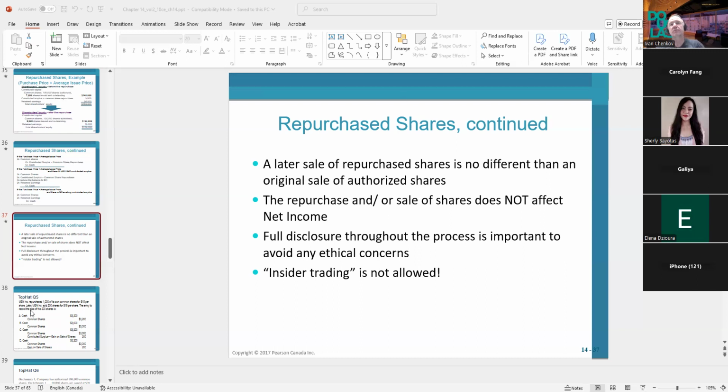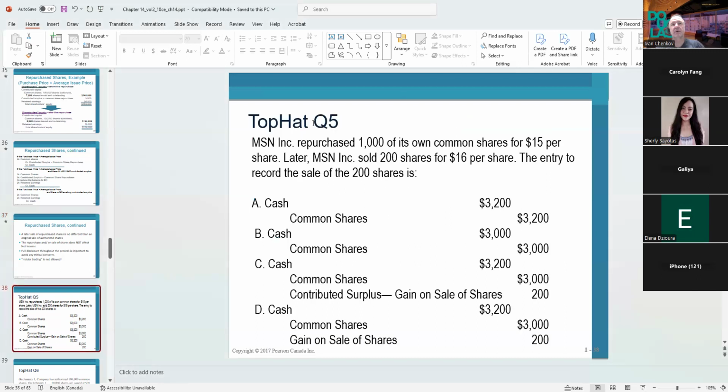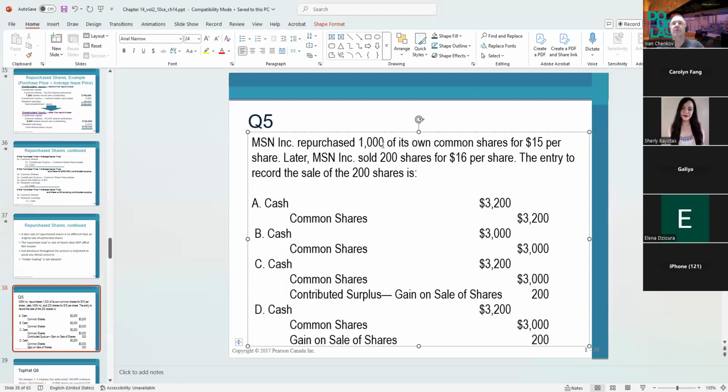So let's do one question here and see how we're going to deal with it. This company repurchased 1,000 of its own shares for $15 per share. Later, the company sold 200 for $16 per share. How is the entity going to record the sale of the 200 shares?